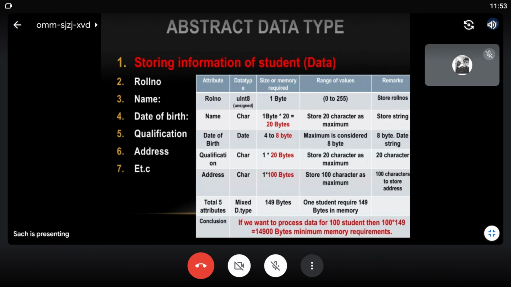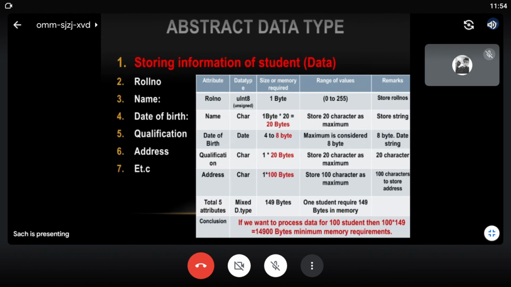Now let us move to the date of birth. The data type is date, and generally it requires 4 to 8 bytes of memory, depending on the compiler again. Then we say that date is formatted as structured data. We have some format, that is DDMMYY, and maximum it can be considered with 8 bytes, so you can store it in the form of an 8 byte string.